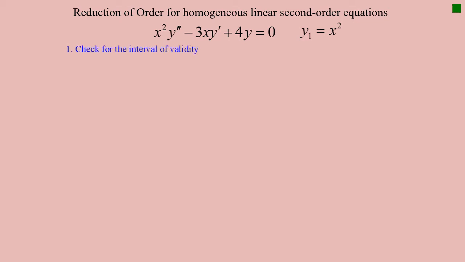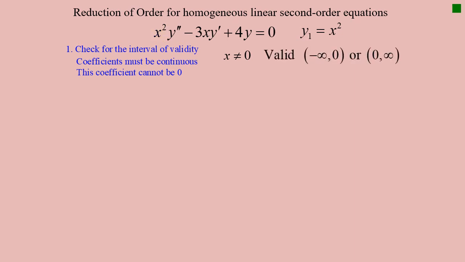First, we're going to recognize what our interval of validity is. Now, the coefficients of the derivatives and of the y have to be continuous, and x squared, negative 3x, and 4 are continuous for all values of x. Also, the coefficient of the y double prime, the second derivative of y, cannot be 0. Well, since x squared can be 0 when x is 0, our interval of validity, our place where solutions can occur, is all values of x except for 0.